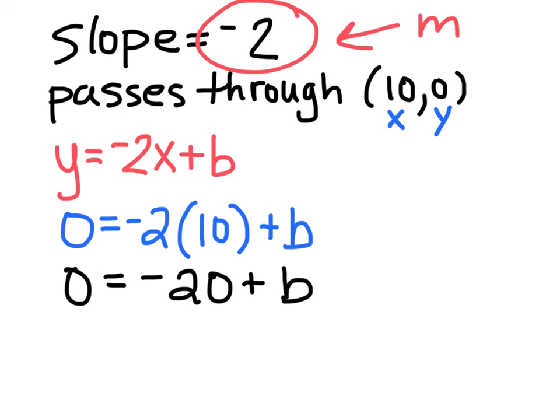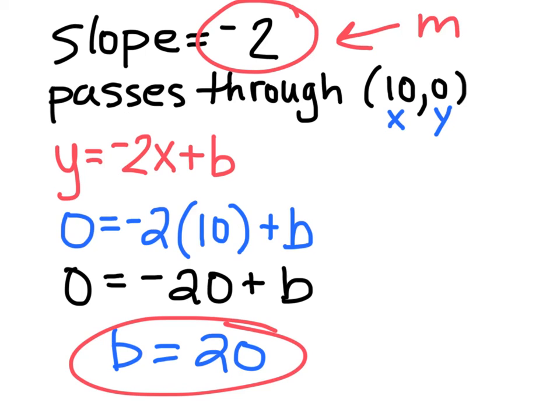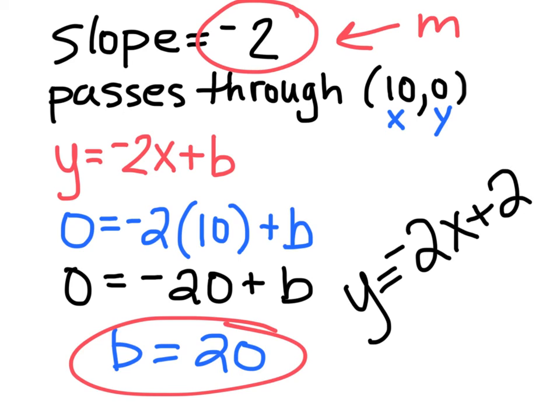So we have to figure out what b has to be to bring that -20 all the way up to a value of 0. So b would have to be +20, so that when we take -20 and add on +20, we get up to that 0. So now we can write our equation. y equals -2x plus 20.